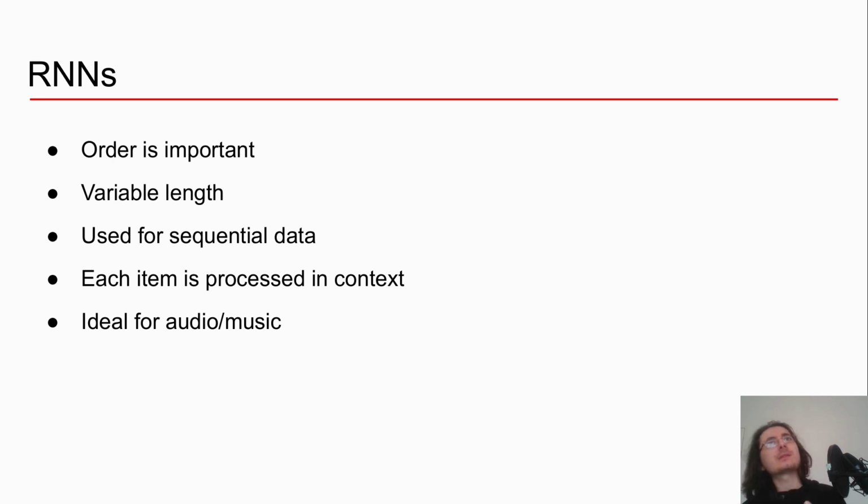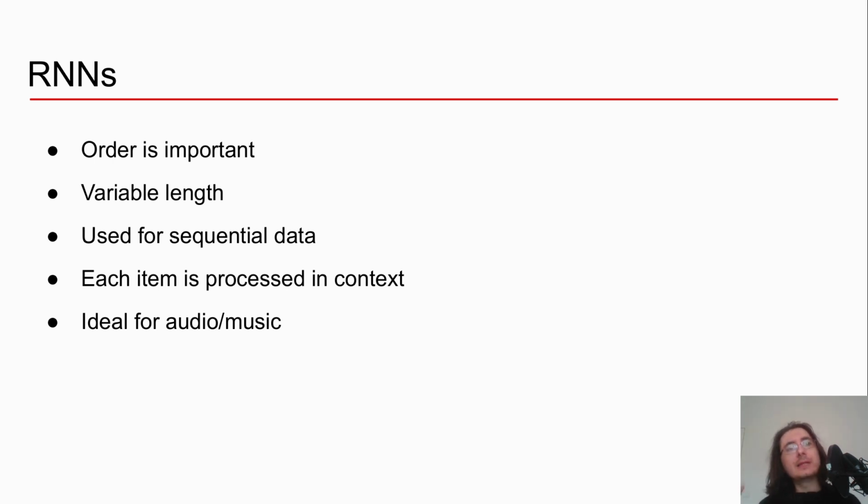Another point is that usually, say for example, we have a time series or even just a sentence or a piece of music with a melody. It turns out that melodies or sentences can have a variable number of words or notes, right? And so we want a network that's able to process sequential data, regardless of the number of words or notes or data points that we have in there.